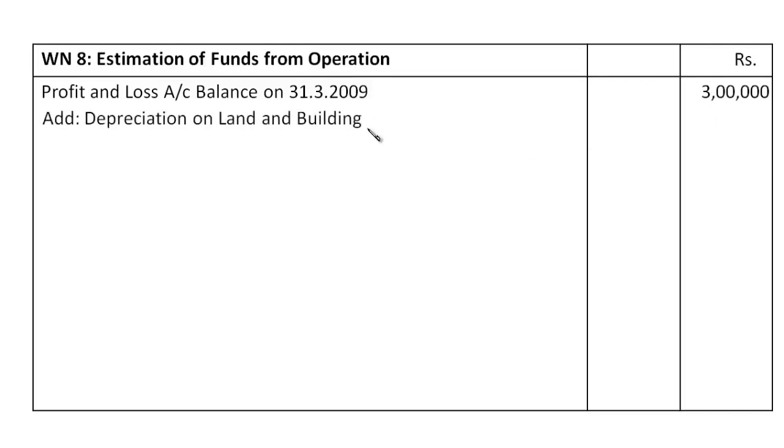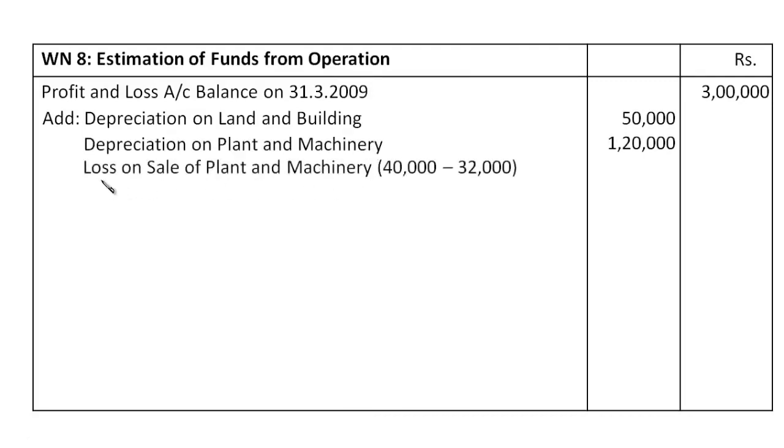Next, we'll have working note 8. This is estimation of funds from operations. So now what we'll do is we'll start with P&L balance as on 31/3/2009. Then we'll do all the adjustments. What is the balance? 3 lakh. So we have to do certain adjustments. Number one, we'll adjust depreciation on land and building, plant and machinery. Land and building, it is 50,000. The plant and machinery is 1,20,000. Next, we should adjust this loss on sale of plant and machinery because your P&L balance would have been arrived after deducting this 8,000. So we'll add back that.